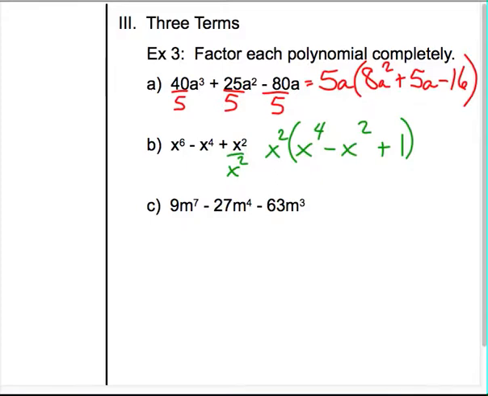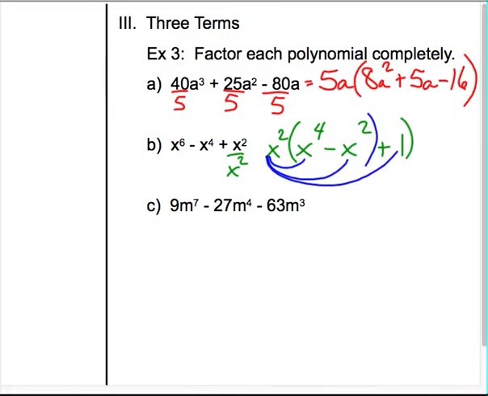And you can always check your answer by distributing back. If you had stopped here and you distributed back, you'd get x to the 6th minus x to the 4th, but you would be missing that x squared piece. So that's why we have to have that 1 there to get that x squared term on the end.